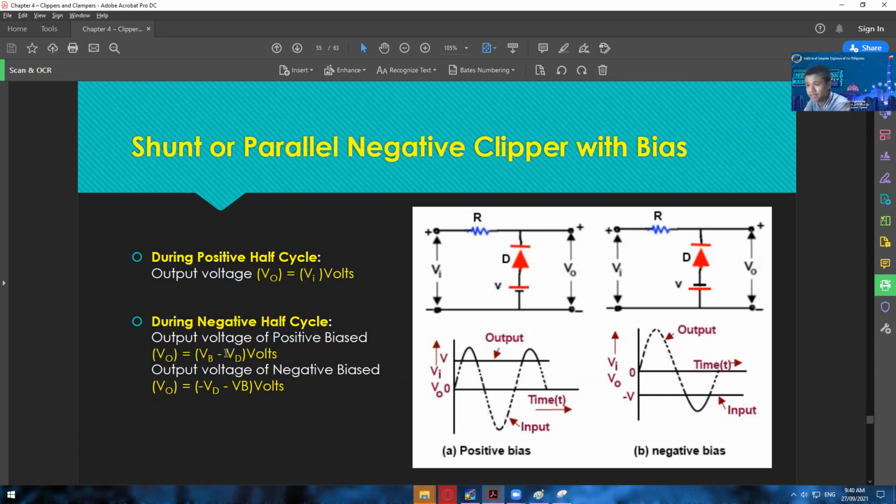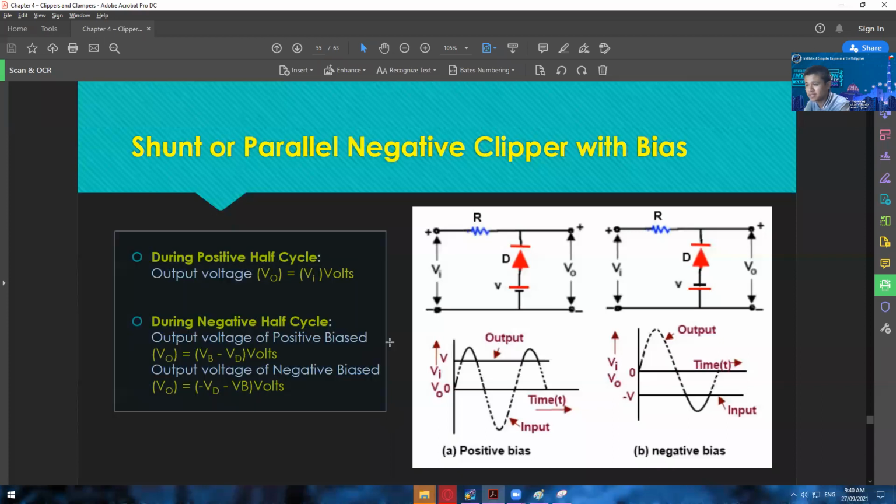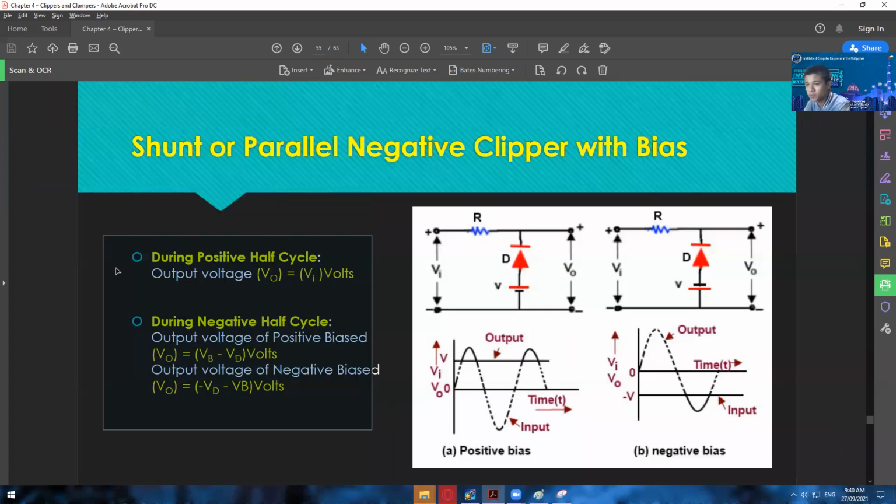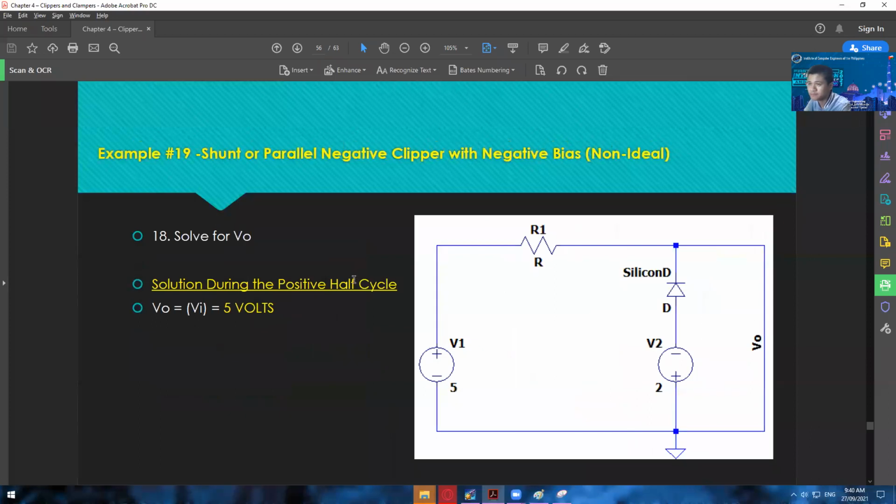So if it's a positive bias, we'll just make this one positive. In here, as always, DD is negative. And then during the negative bias, of course, we also have a negative VB. But again, you can just simply disregard this one, analyze the circuit, and just apply KVL and you will get the correct answer, instead of memorizing those formulas. All right, so let's have the example.